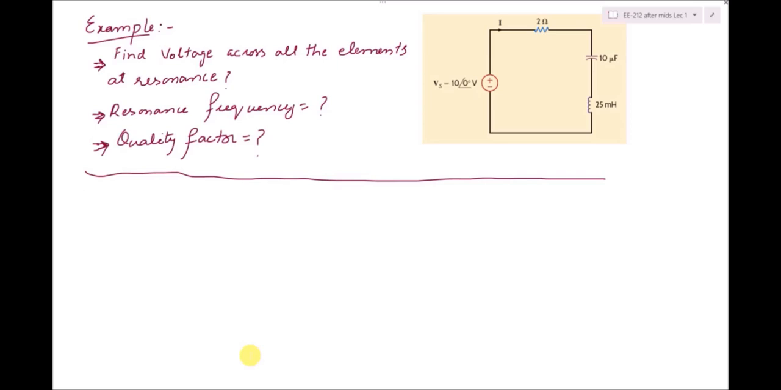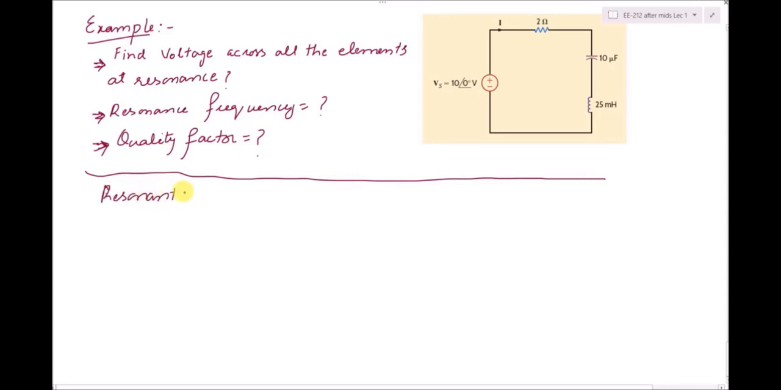So till this point we have covered very basic concepts of the series resonant circuit, and now we are going to apply that. We have a series RLC circuit, and we have a resistor of 2 ohm, then we have a capacitor of 10 microfarad and an inductor of 25 millihenry. We have a voltage source of value 10 angle 0, and there is a current that is flowing through that. Now we have to find the voltage across all the elements, the resistor, inductor and capacitor at resonance, right? So at resonance the voltage across capacitor and inductor are equal. Then we have to find the resonant frequency, and we also have to find the quality factor.